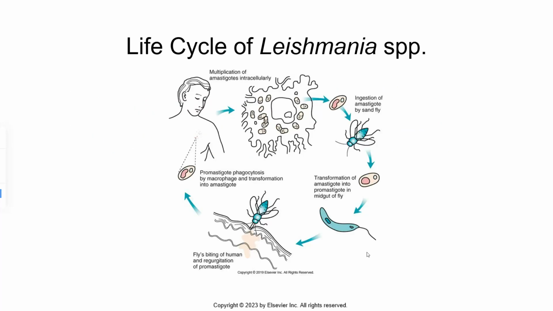So this is the life cycle. The amastigote is ingested by the sandfly, and then it transforms into the promastigote. The insect will then bite and regurgitate the promastigote inside the body, and the promastigote is going to transform into an amastigote. The amastigotes multiply intracellularly, inside of your cells.